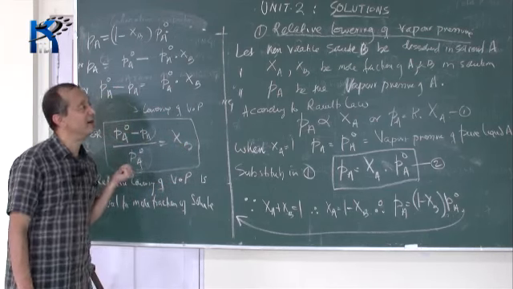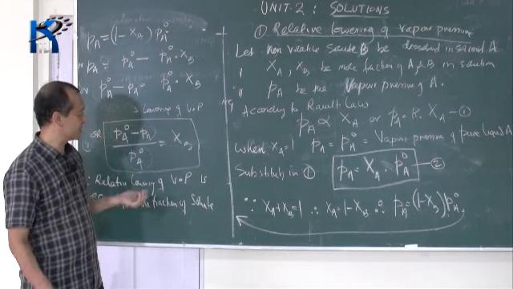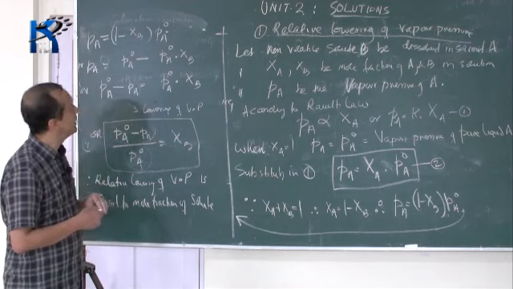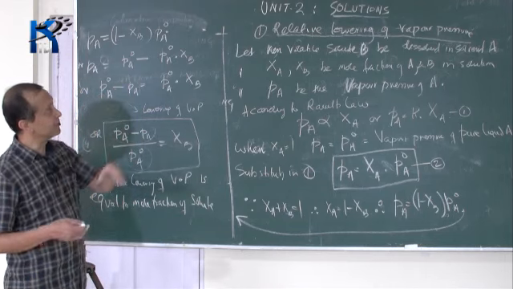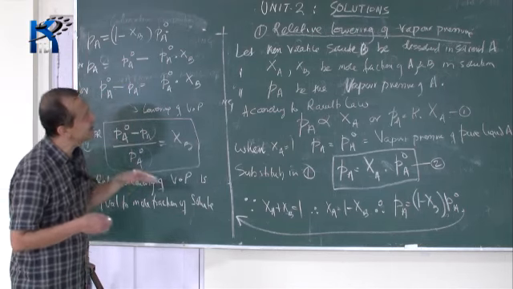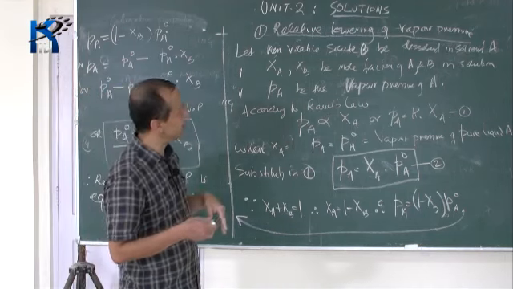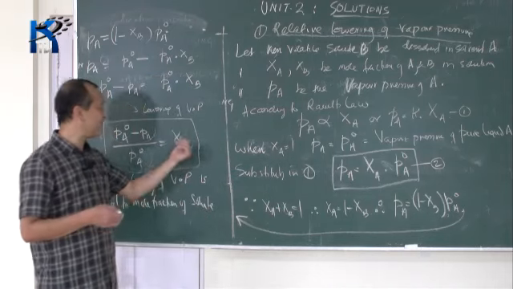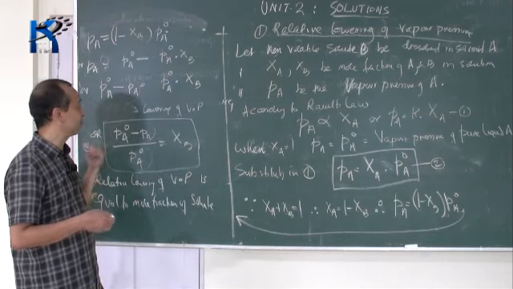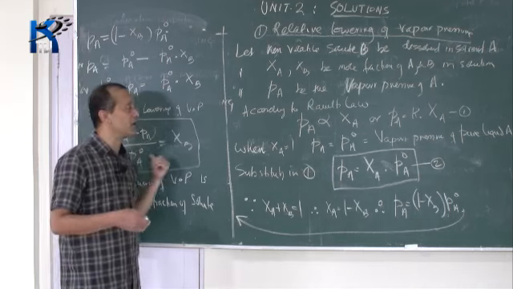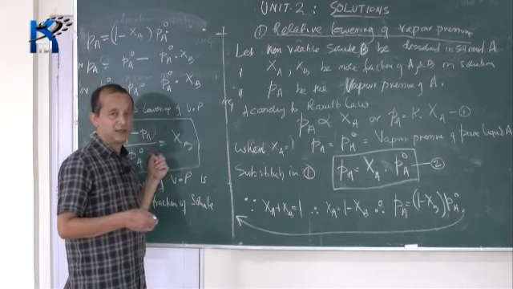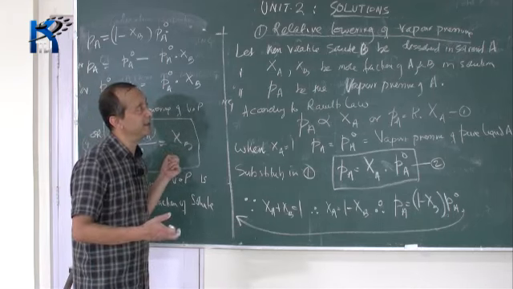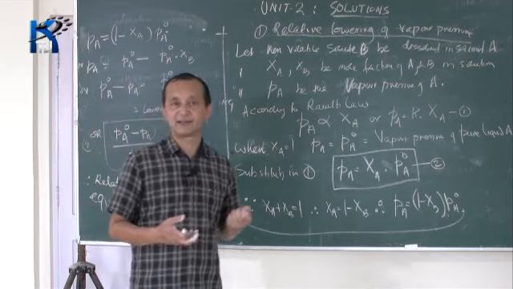So this is regarding the relative lowering of vapor pressure. What is left is that we have to simplify this expression further and then work out some problems on it. This we will be doing in the next class.